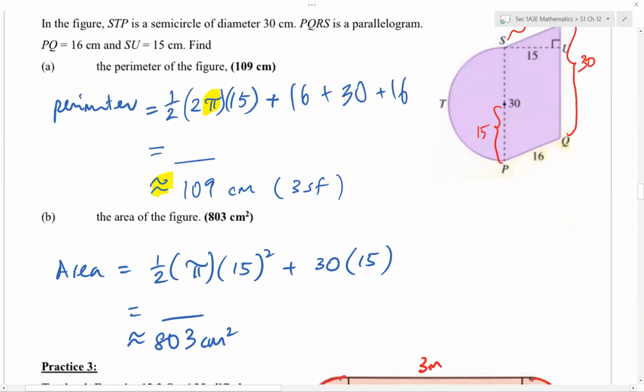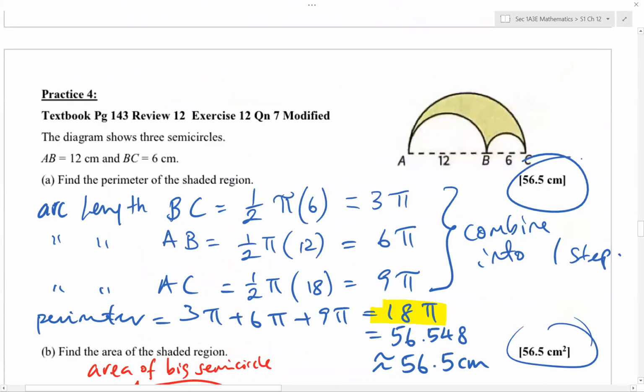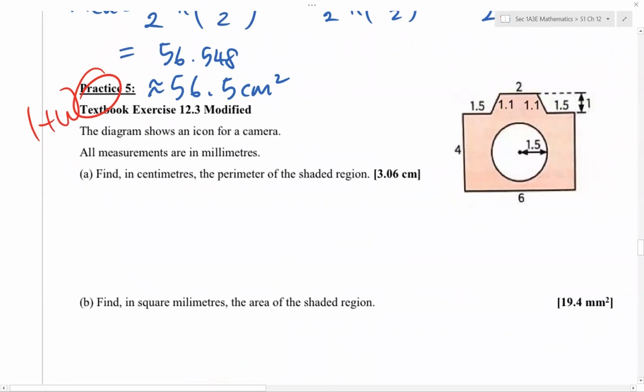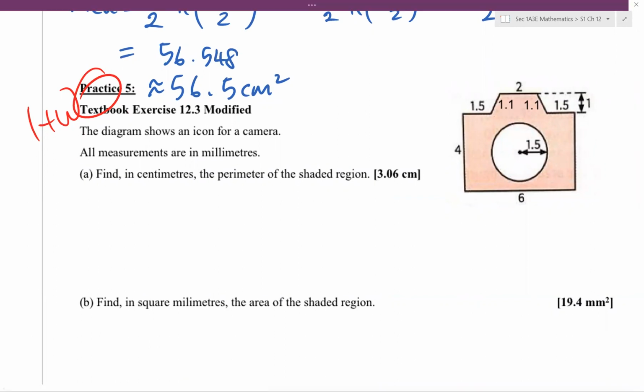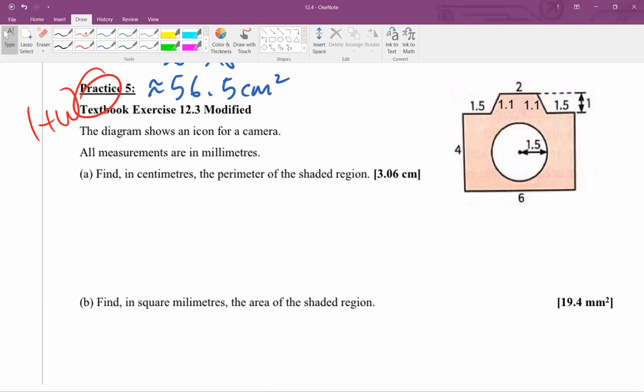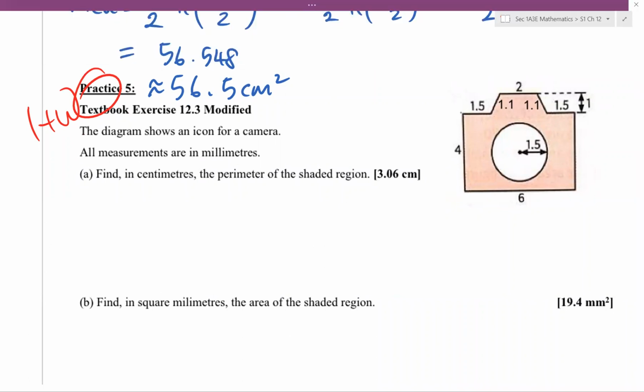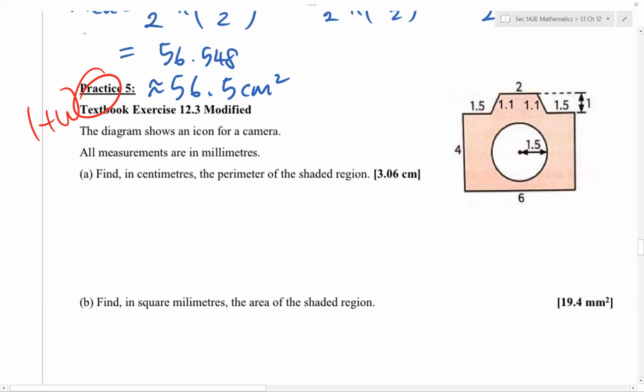Okay, practice 5. Find the perimeter of the shaded region. Trace out the perimeter that they are talking about. Horizontal, diagonal, horizontal, diagonal, horizontal, vertical, horizontal, vertical. Did I trace out the perimeter already? No, I haven't. There's also the circle. Okay, so perimeter will include all these portions.